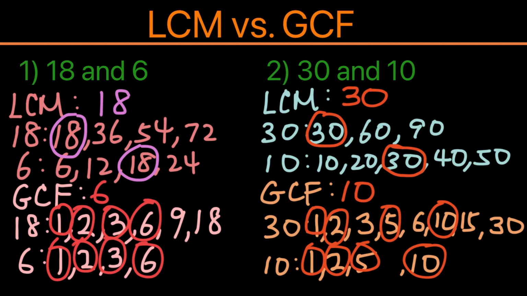So for example 2, 30 and 10, the least common multiple is 30, while the greatest common factor is 10. So these two examples are how you will find least common multiples and greatest common factors.